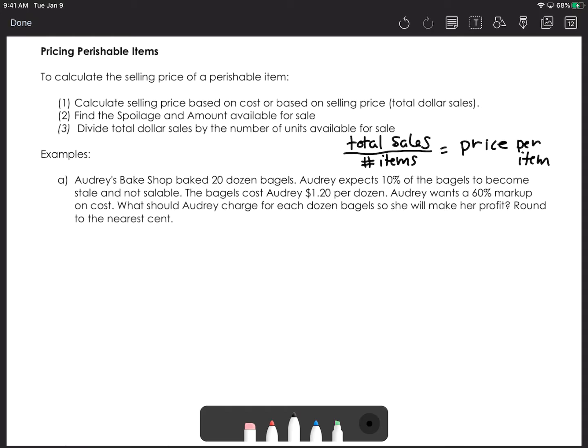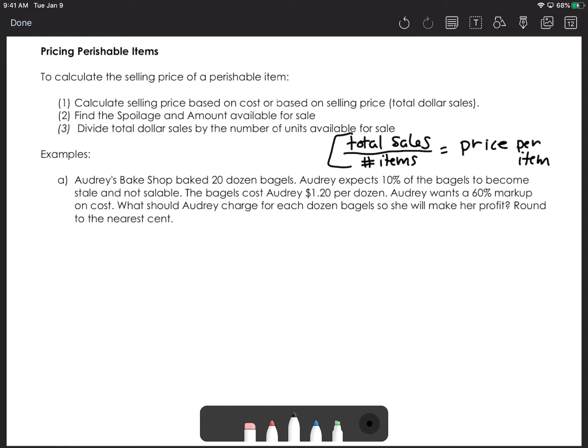So, for example, if I am selling kickballs, and let's say I have 10 kickballs, and I want to make $10. So I would take the total sales that I want to make, which would be $10, and divide by the number of kickballs, which would be 10, and that would help me decide how to price them. So I would price them at $1 per kickball. So this is the whole idea of what we're trying to do.